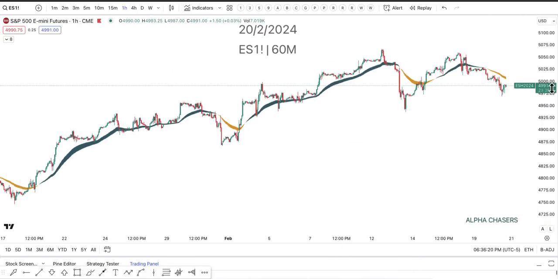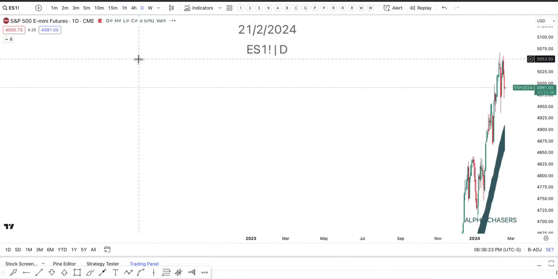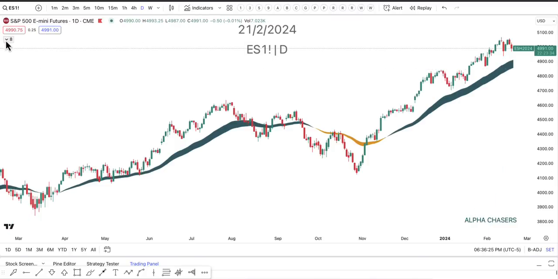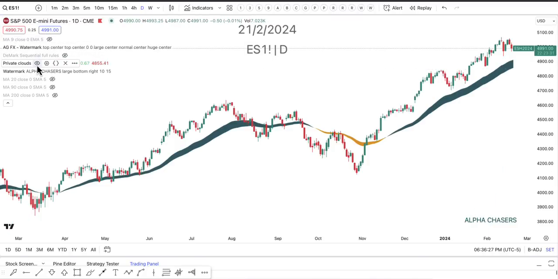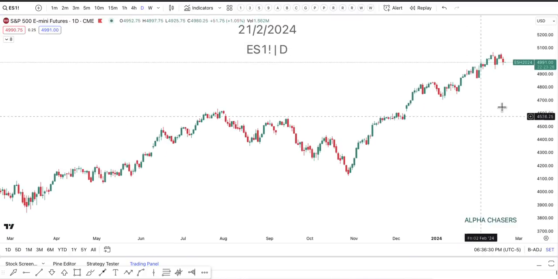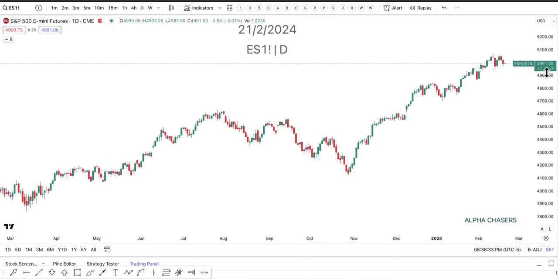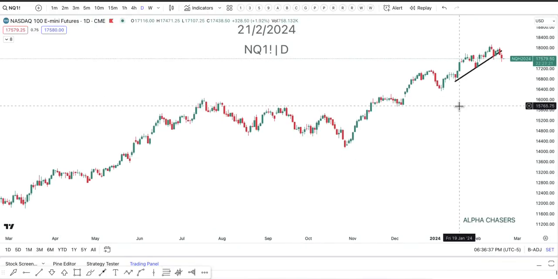And people will be like, well, why do you already think that we're going to go lower? Well, we're going to get to that in a little bit. So I don't really use these clouds on the dailies, but I'll use a different kind of cloud system. You'll see it every once in a while, these Ichimoku clouds. I'm not going to get into that tonight, but I do want to talk about the NQ and what's going on here. You'll see this little line.